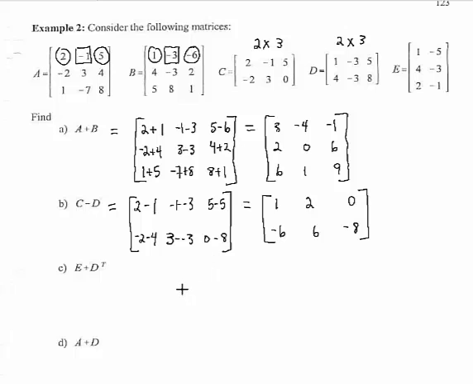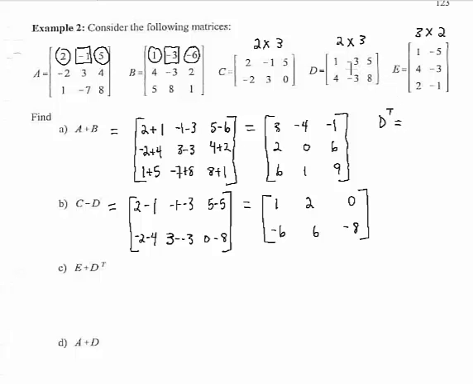Okay. E is a 3 by 2. Alright. And then you see D here, and you know that D is a different dimension than E. D is a 2 by 3 where E is a 3 by 2, so the numbers are swapped. But you don't actually see D by itself here. It has a little superscript T, and that means that we want to take the transpose of D and add it to E. Alright, so what is the transpose of D?